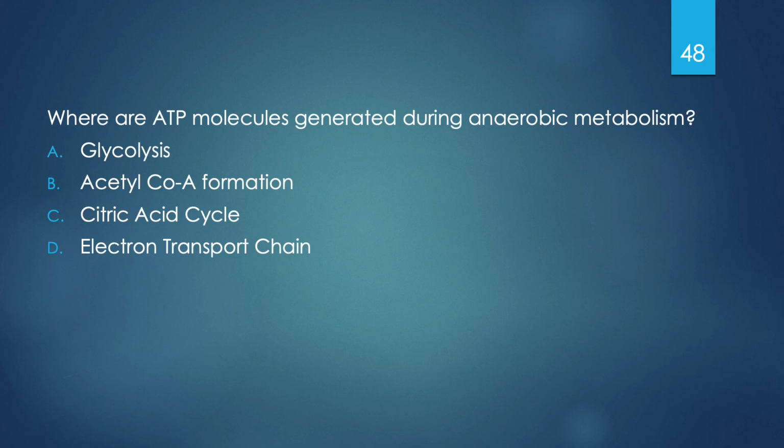And so as we know from reviewing before, the processes of the citric acid cycle and electron transport, et cetera, are all aerobic. The only part of the breakdown of glucose that results in an anaerobic process is glycolysis. So the answer is A, glycolysis.